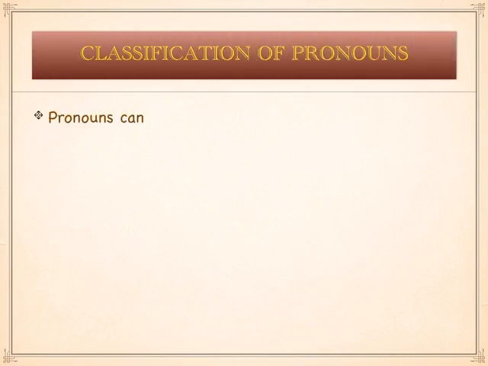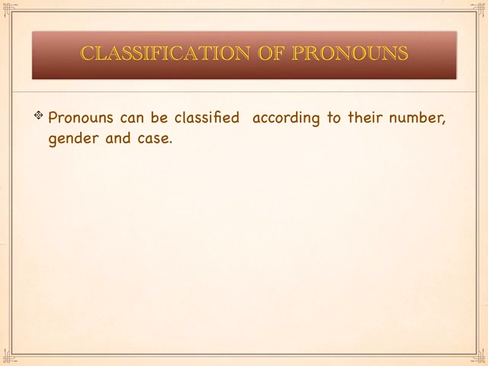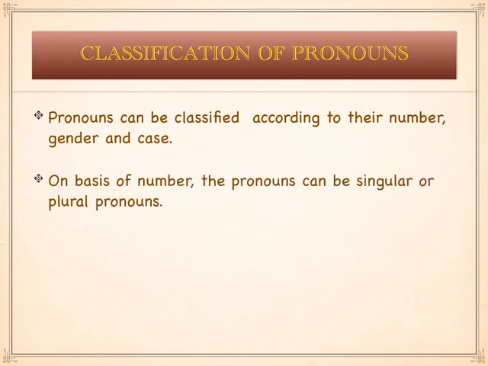Let's see the classification of pronouns. Pronouns can be classified according to their number, gender, and case. On the basis of number, the pronouns can be singular or plural pronouns. For example, I, he, she, it, they are singular pronouns, while we, they, us, them, all these are plural pronouns.